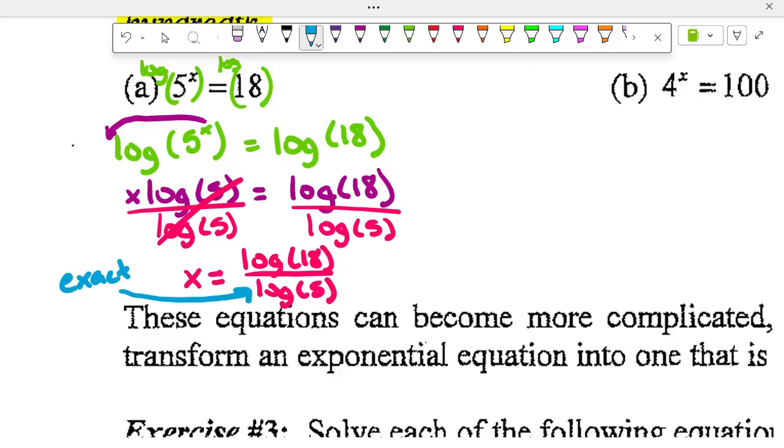But more often than not, you're going to put that in your calculator and just round. So take a minute, put that expression into your calculator. So you're doing log of 18 divided by log of 5. Hundredths, so 2 decimal places. So you're rounding to the nearest hundredth. So I should see everyone putting that in their calculator.